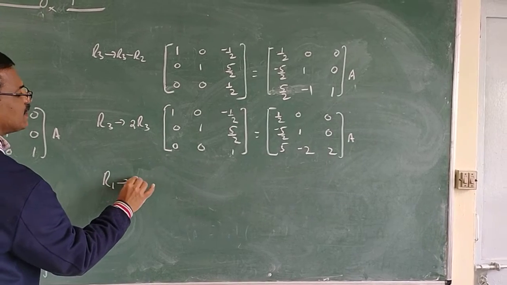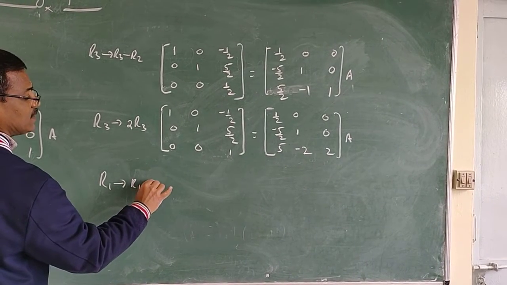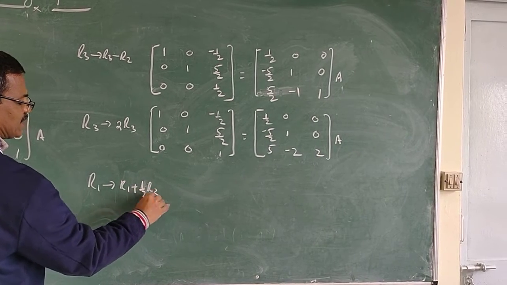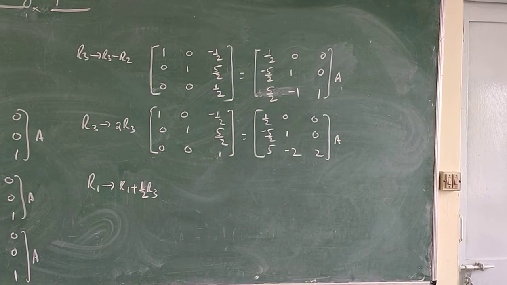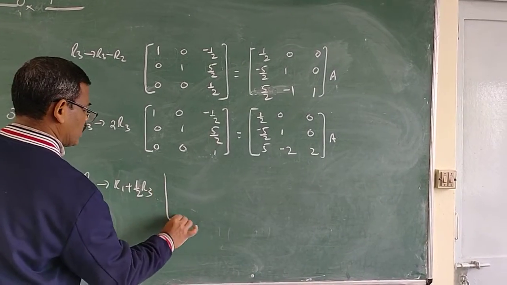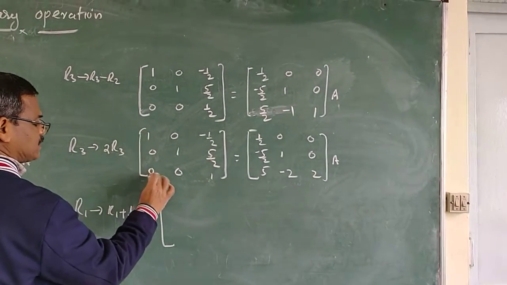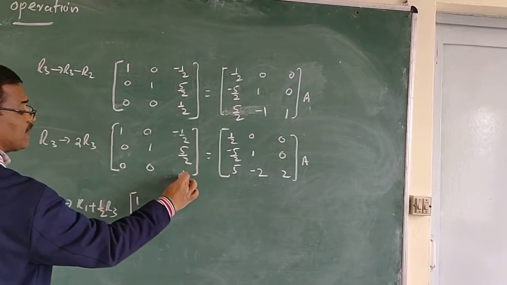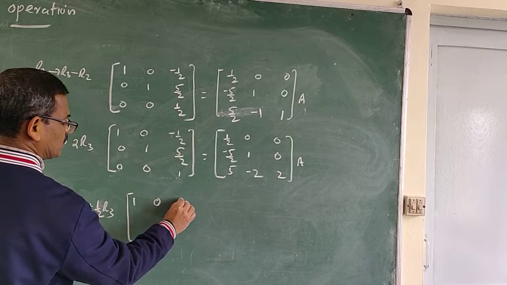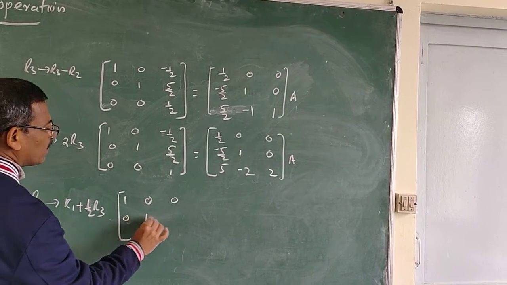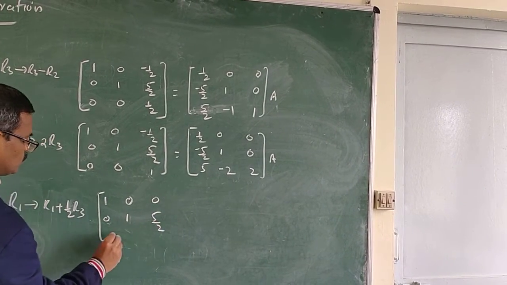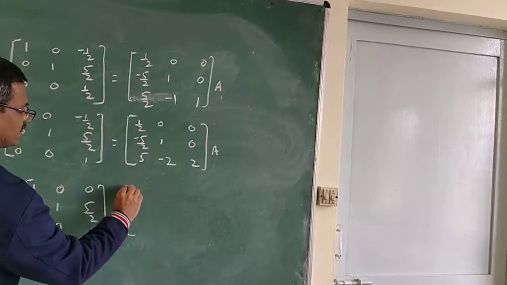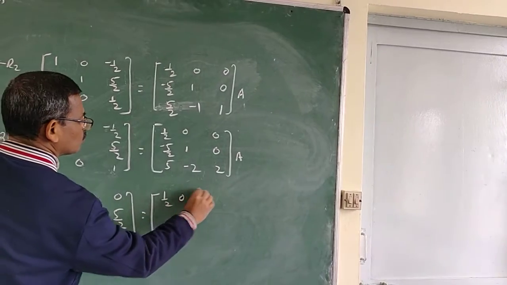So what is that? R1 as R1 plus half R3. So what will happen? 1 plus 0, that is 0 plus 0, that is minus half plus this half. So it is 0. 0, 1, 5 by 2, 0, 0, 1. And here it is half, 0, 0.